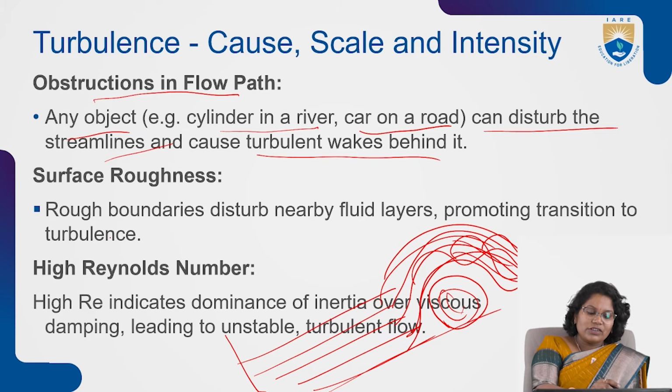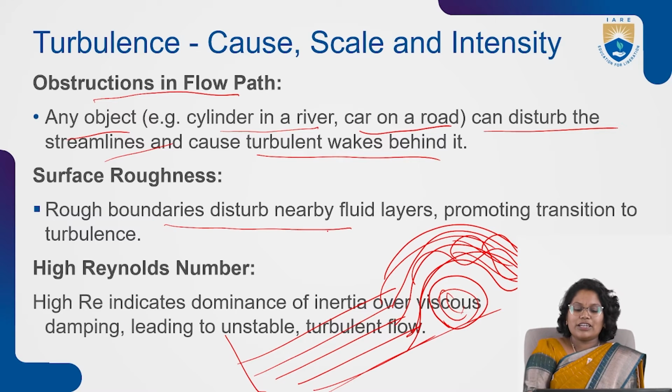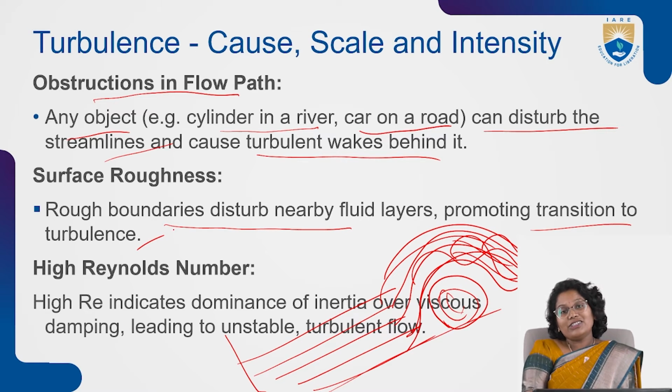Surface roughness. Rough boundaries disturb the near fluid layers, promoting transition to turbulence because of the boundaries also. In the transition from laminar to turbulent flow, we have seen this too. Surface roughness plays an important role.